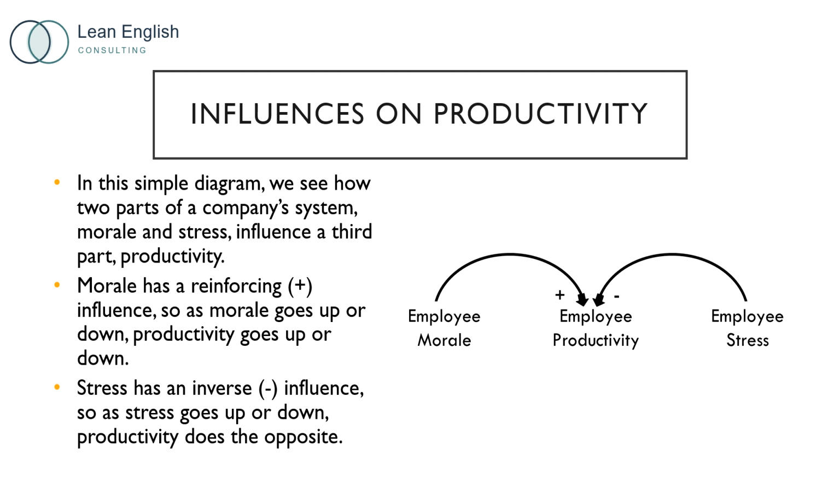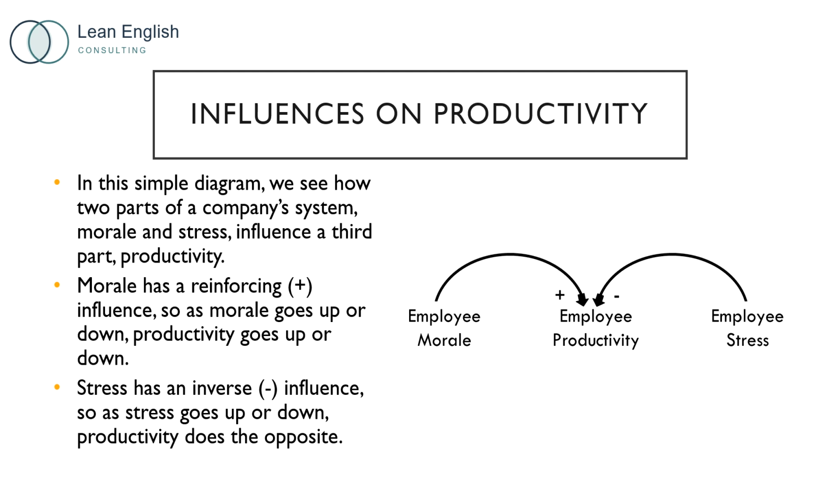Here is an example to show how variables or parts and influences are represented. In this simple diagram, we see how two parts of a company's system, employee morale and employee stress, influence a third part, employee productivity. The variable in the middle is the part in the system that we are investigating. The company is interested in improving productivity, so they perform an investigation to see what influences it.